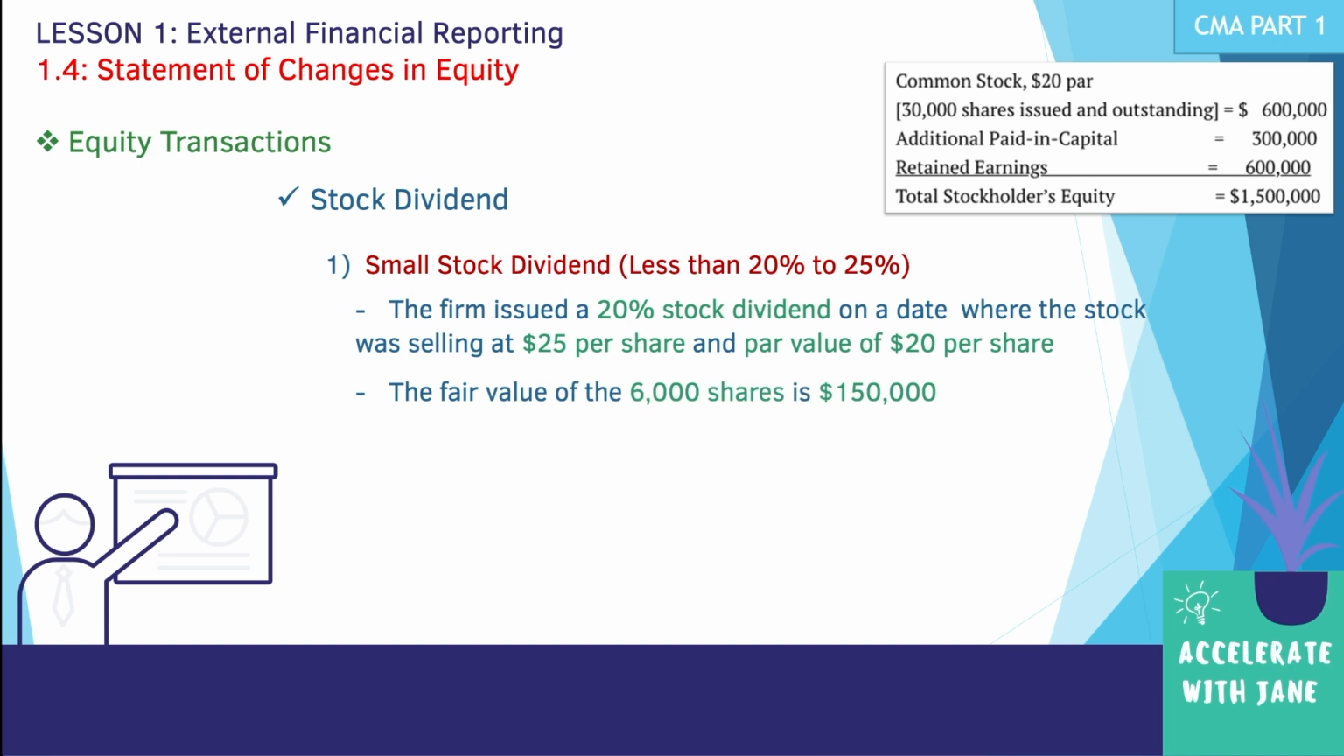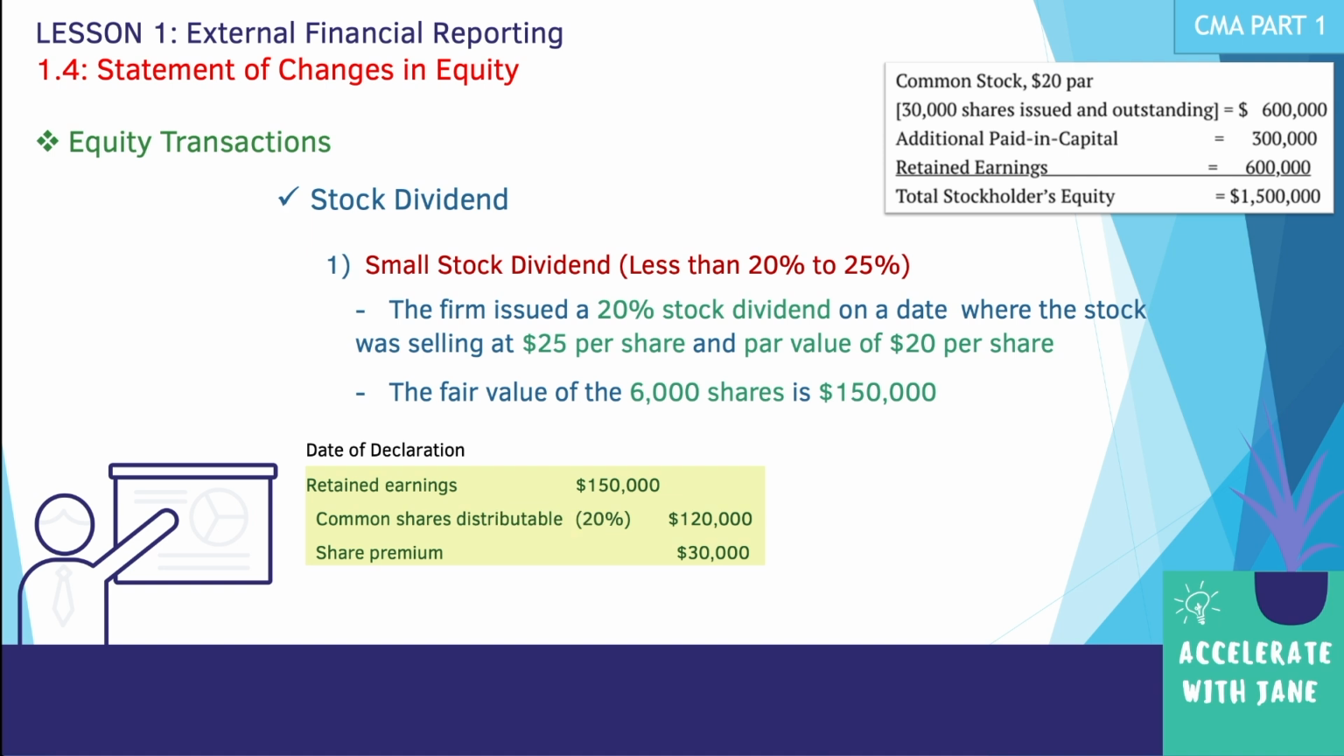So let me read the problem. The firm issued a 20% stock dividend on a date where the stock was selling at 25 per share and par value of 20 per share. The fair value of the 6,000 shares is 150,000. If you can see here, it's a 20% stock dividend, hence this will qualify as a small stock dividend. It's also given in the problem that the fair value per share is 25, which is different from the par value of 20. So since this is a small stock dividend, the amount to be debited under retained earnings, we are going to use the fair value.